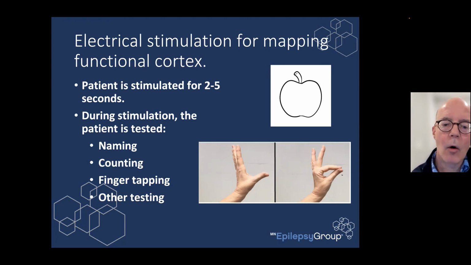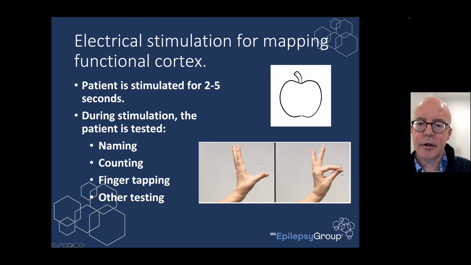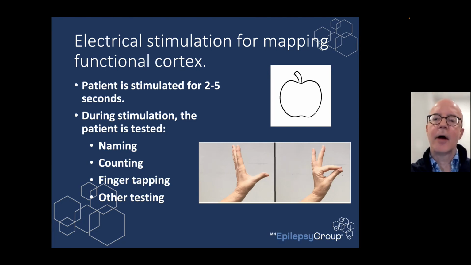So what we do while the patient is being stimulated, so the patient has the electrical stimulation going for about 2 to 5 seconds, and during that time, the patient is undergoing tasks. So we may have the patient tap their fingers and count 1, 2, 3, 4, 5. Or we may have them naming items. They may be shown a picture of an apple or some other object, and they need to name that.